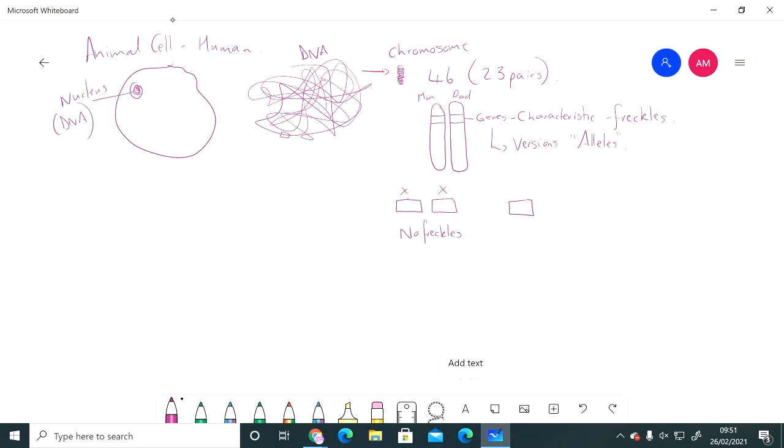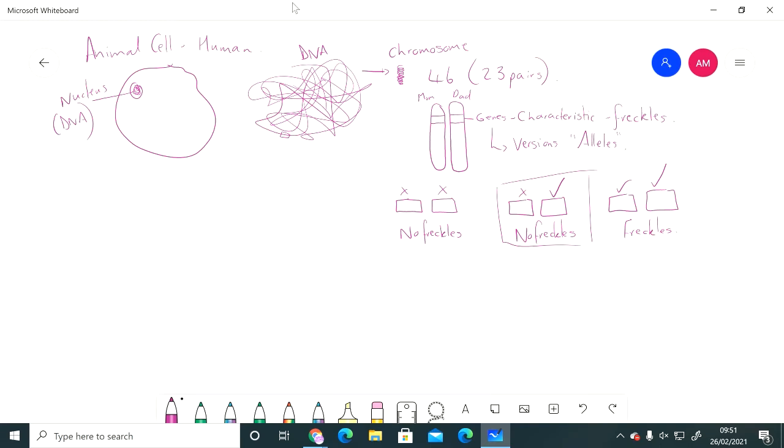We might inherit one that's for no freckles and that one version that will give us freckles. But here we would still have no freckles. But we might also get one for freckles from mum and a version of yes for freckles from dad. And it means that we will look like we have freckles. So why does this happen in the middle?